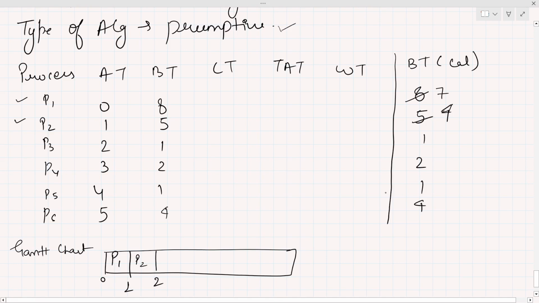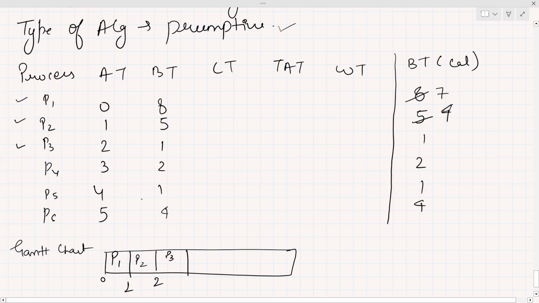Okay, so 5 minus 1 becomes 4. After that, we have three processes available: P1, P2 and P3. Whoever has the smallest burst time will get the CPU first. Among these three processes, P3 definitely has the smallest burst time, so we run P3.